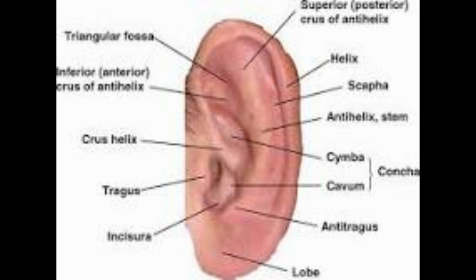The concha. The concha is the fossa bounded by the tragus, incisura, antitragus, antihelix, inferior crus of the antihelix, and root of the helix, into which opens the external auditory canal. It is usually bisected by the crus helix into the cymba superiorly and cavum inferiorly.